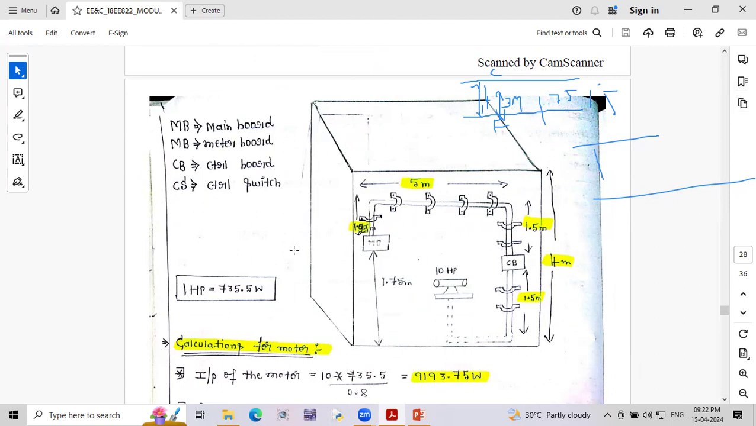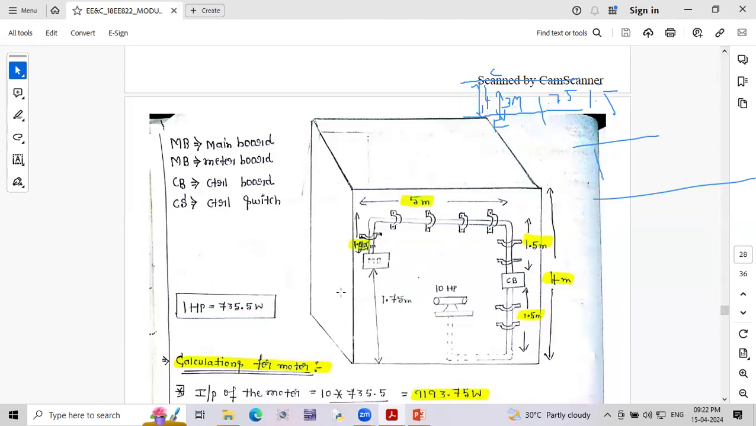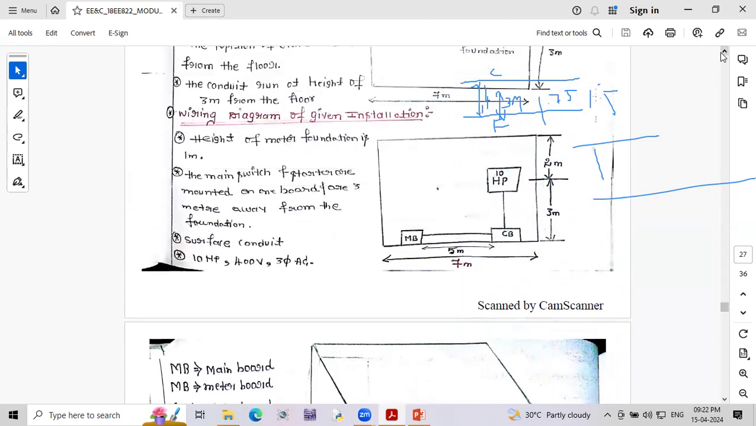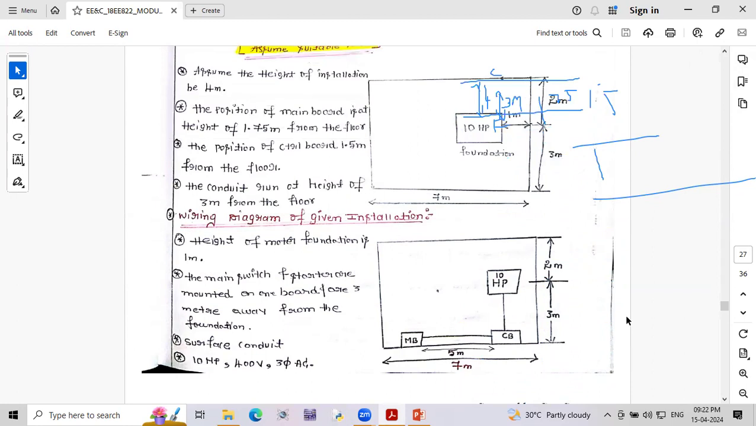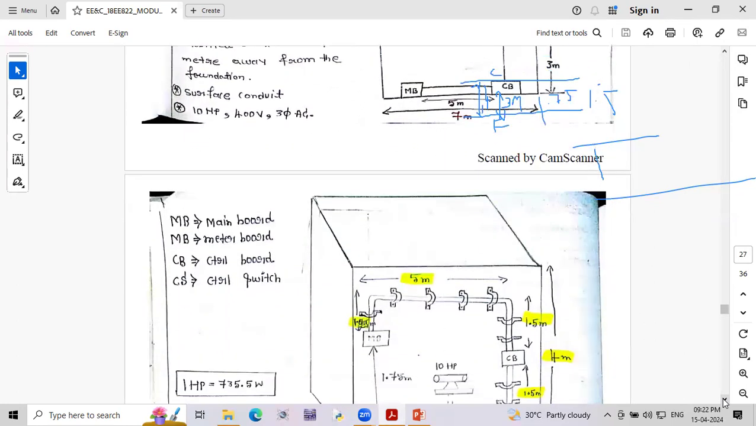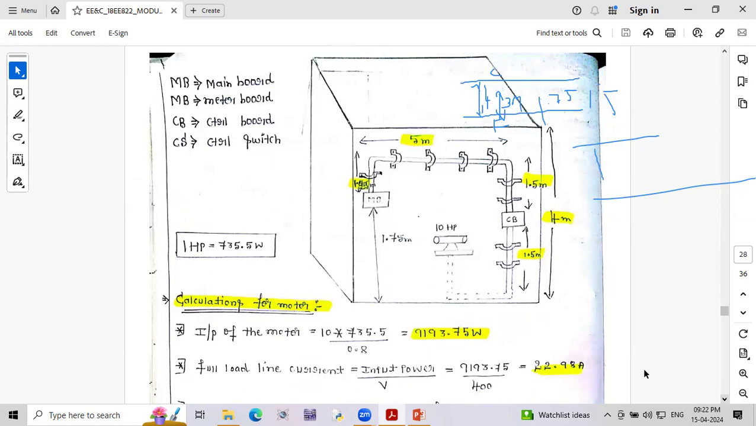Concentrate on this diagram. What is the height they mention? Write down this 3D diagram. Here we first need to place the meter board. The meter board is at a height of 1.75 meters. I place 1.75 meters. And then what is the remaining height? The height of the building is 4 meters, a total of 4 meters of installation. In the 4 meters, 1.75 meters are removed. What is the remaining?